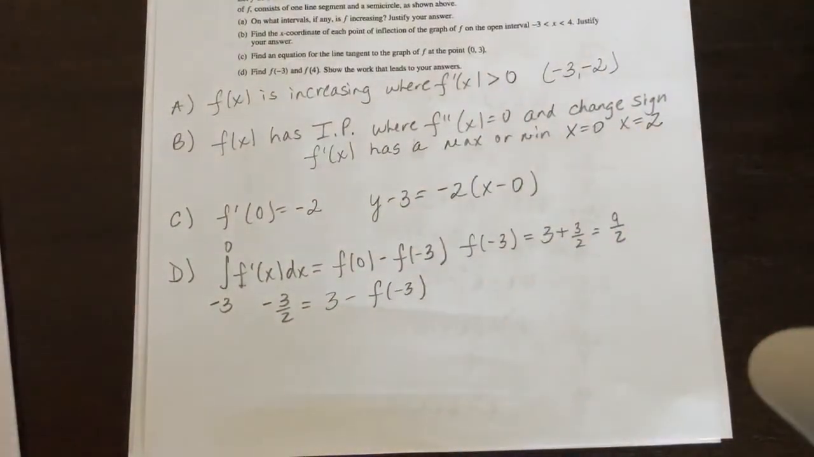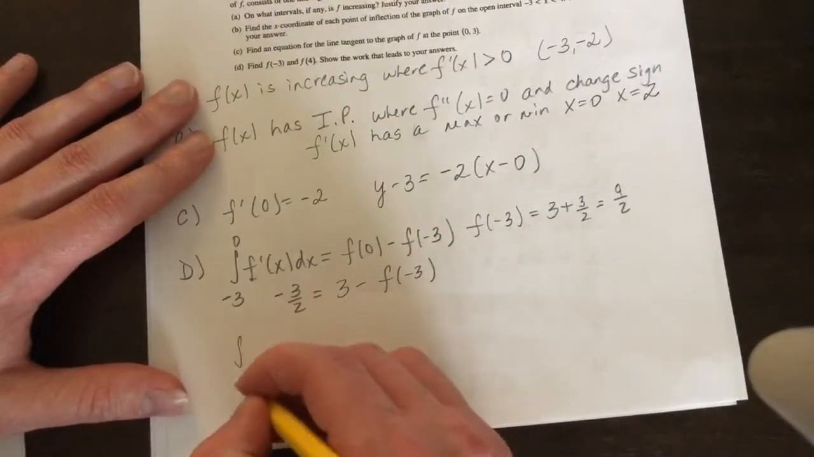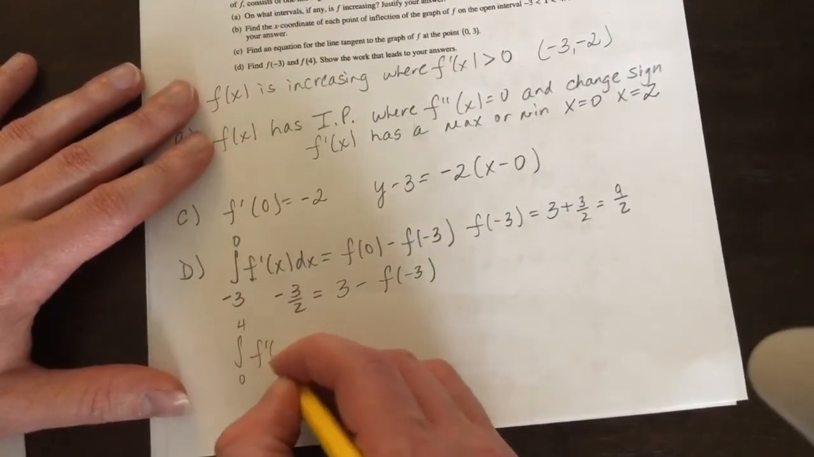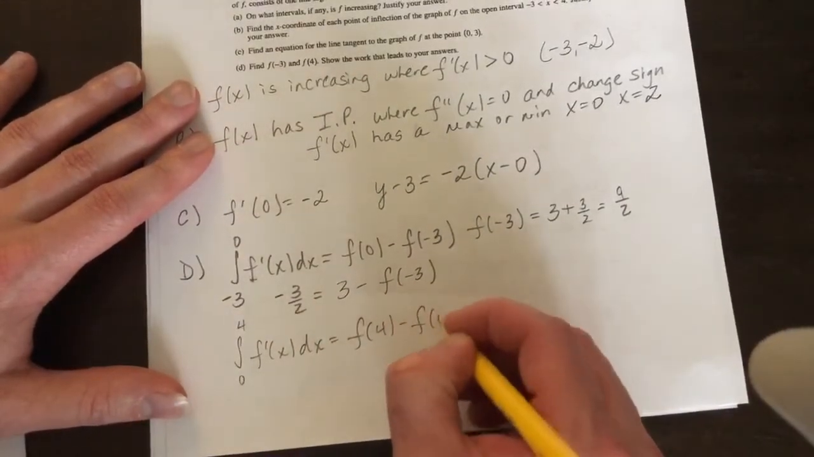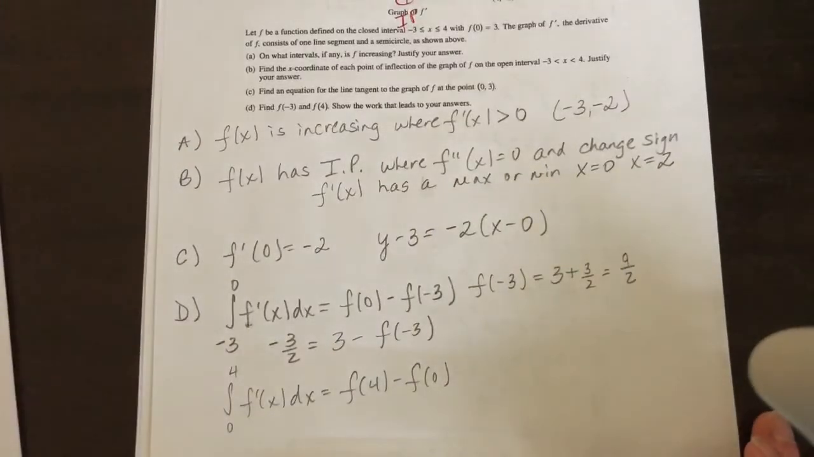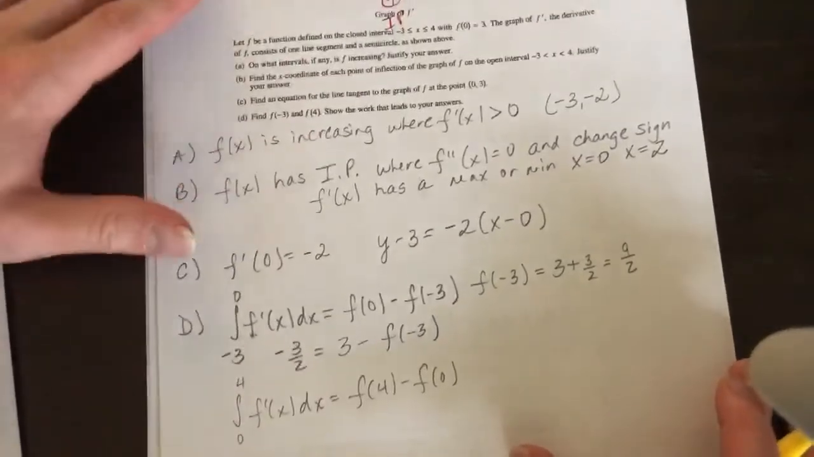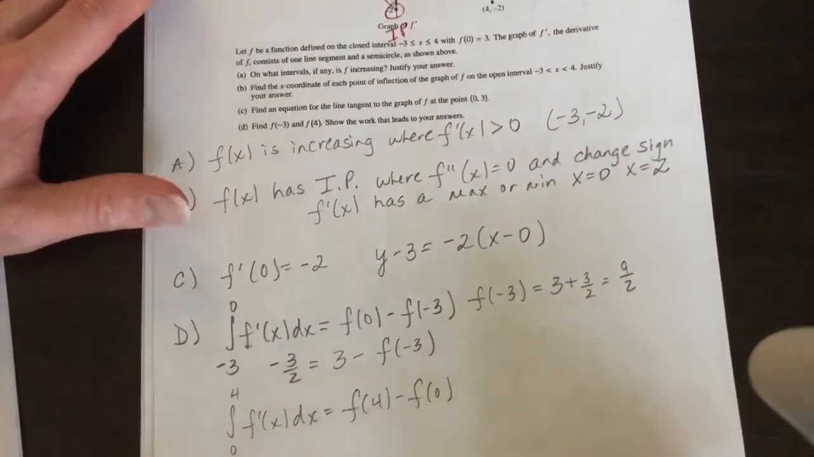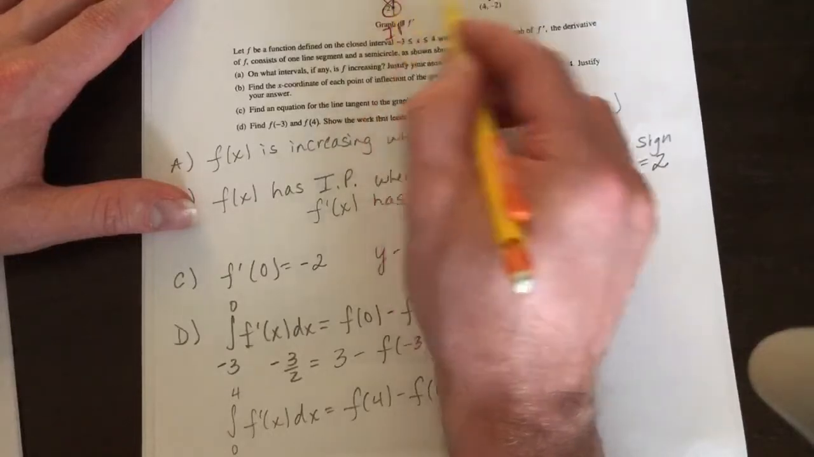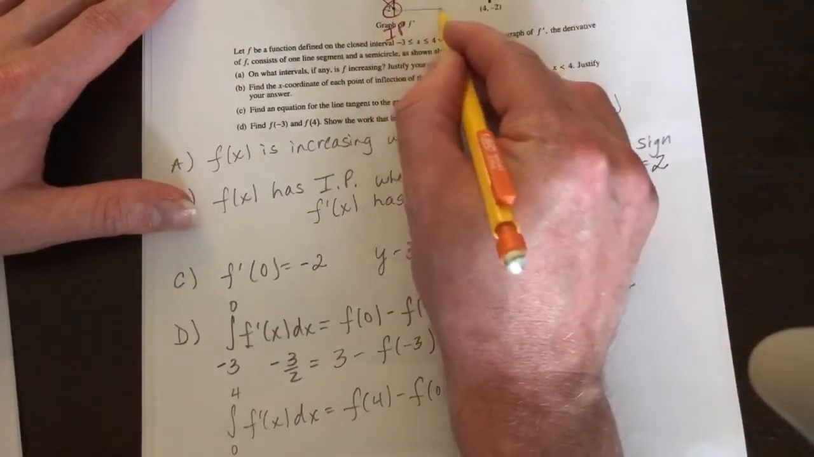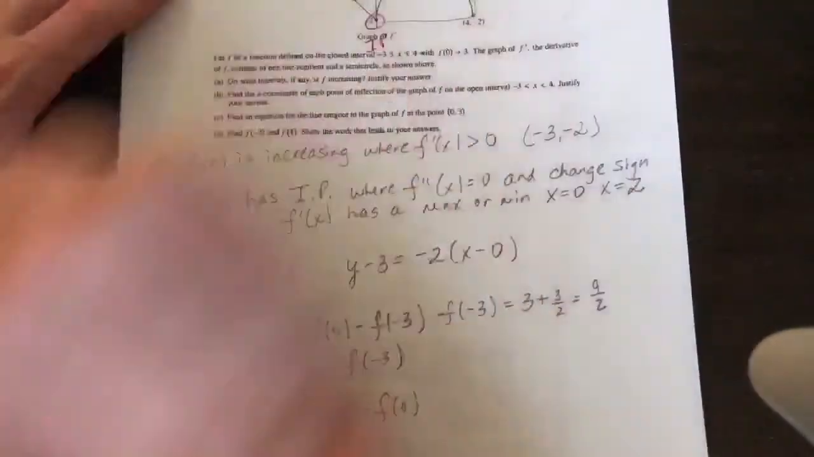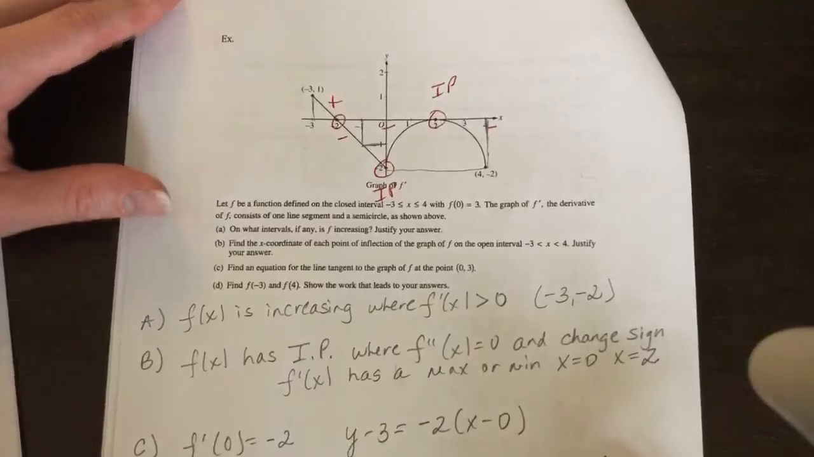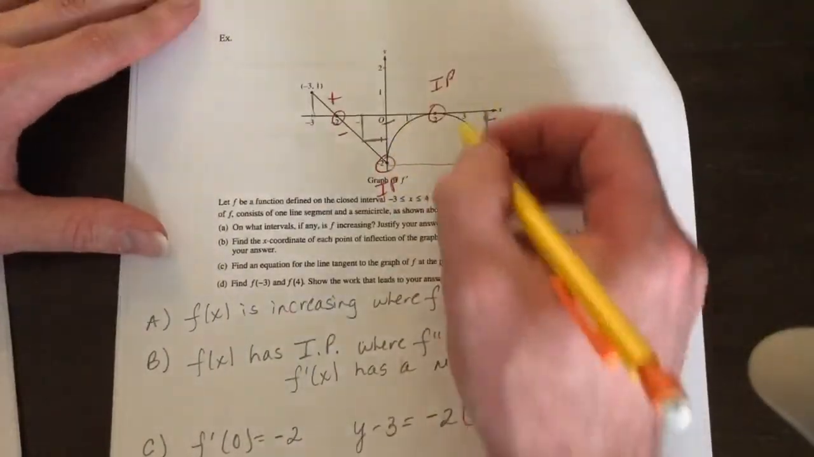Okay, now I'm looking for f of 4. So f of 4 minus f of 0. So we're going to find the area from 0 to 4. Now, this is a rectangle right here. And I'm going to have to subtract out that semicircle.